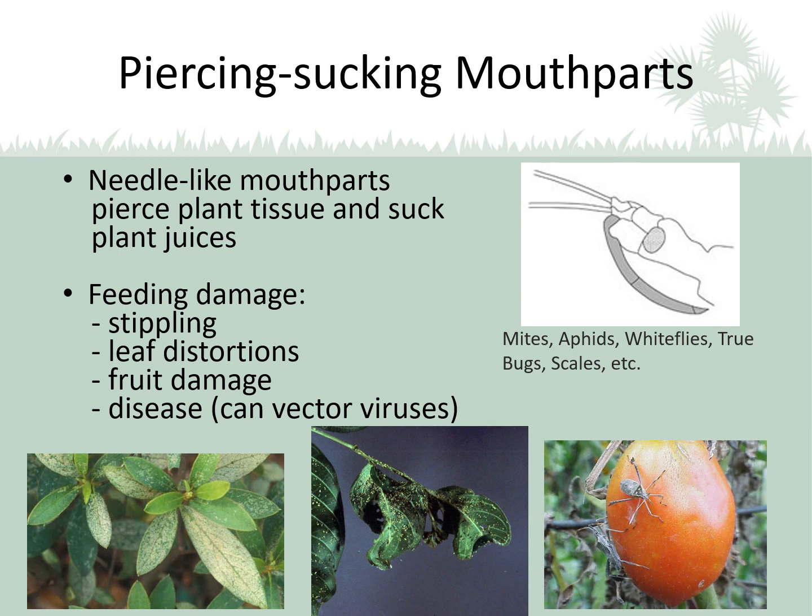Then we have the piercing, sucking mouthparts. These are needle-like mouthparts that pierce plant tissue and suck plant juices. This would be the piercing portion here. This is found in mites, aphids, whiteflies, true bugs, scales, and others. The feeding damage is called stippling. Looking at the small spots here, it can cause leaf distortions, which we see as curled leaves here, and can also cause fruit damage. Additionally, this can be a vector for diseases.